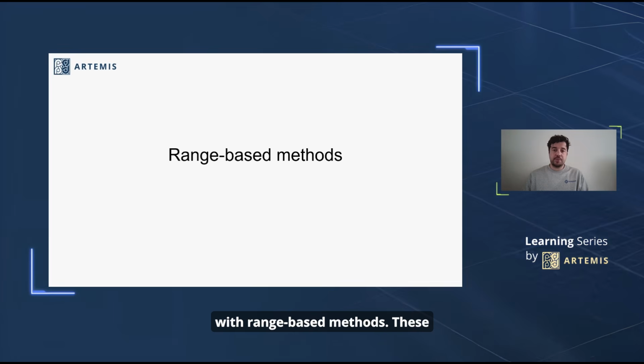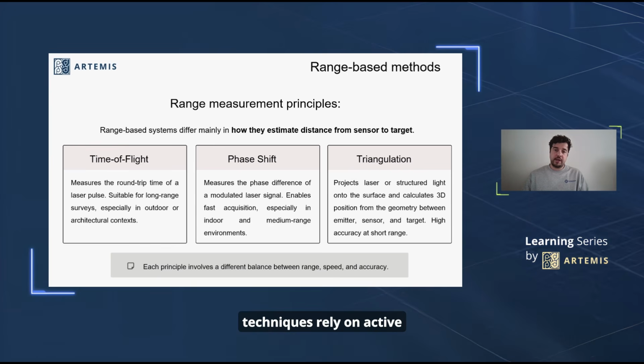Let's begin with the range-based methods. These techniques rely on active sensors, which emit their own signal and use it to estimate the distance between the sensor and the target. They are particularly suitable when accurate and reliable geometric documentation is required. The main result is usually a point cloud, that is a very dense set of point elements with three-dimensional coordinates.